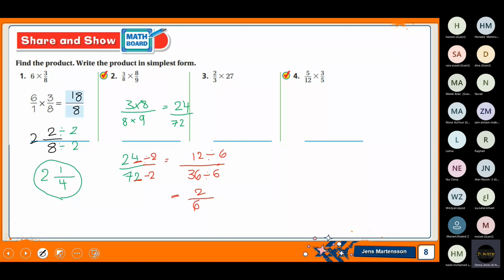Now look at 2 and 6. Can you simplify them more? Yes, we divide them by 2. 2 divided by 2 equals 1. And 6 divided by 2 equals 3. So the answer is 1 over 3. Thank you so much, Dina.